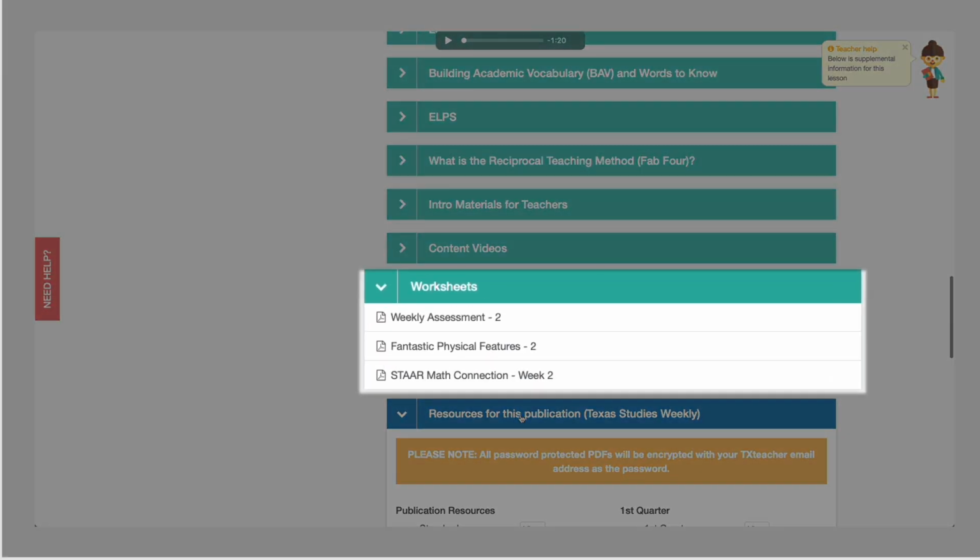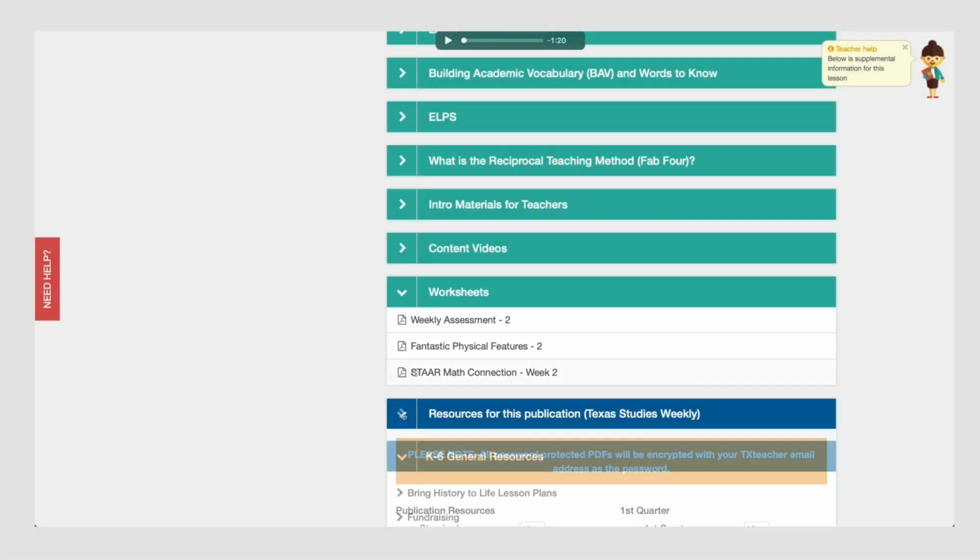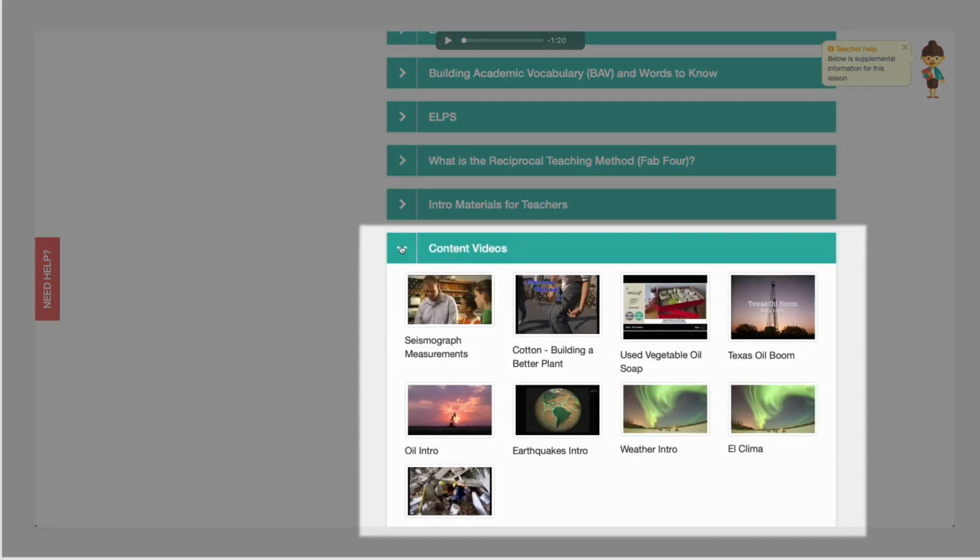Worksheets includes a variety of printable worksheets and an assessment that align to the weekly unit. Content videos lists videos that align to the weekly unit.